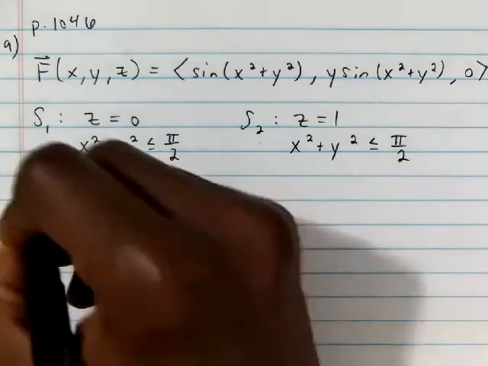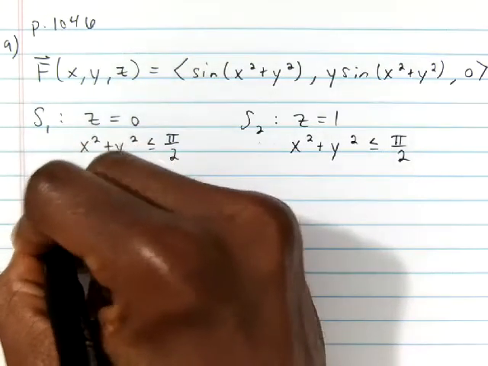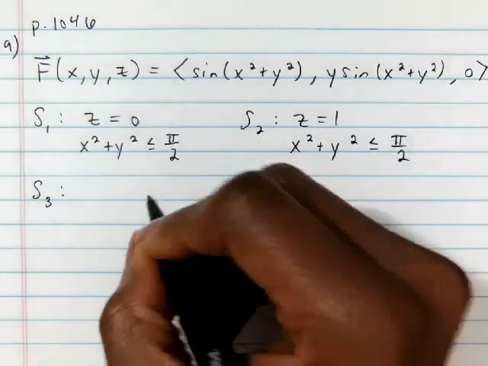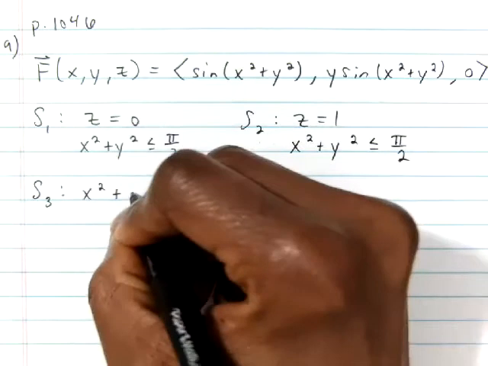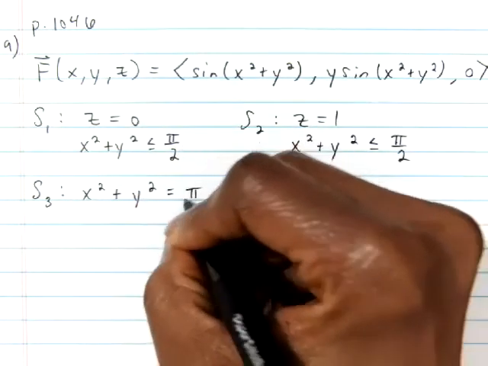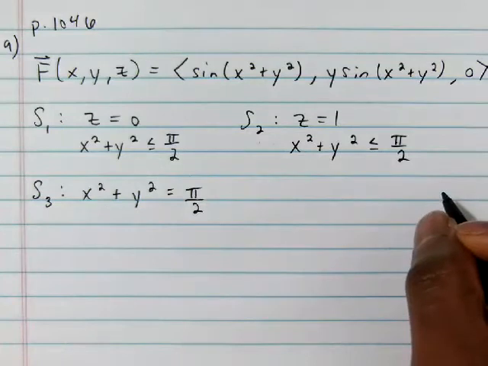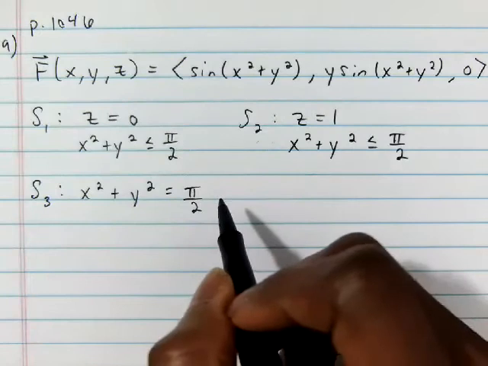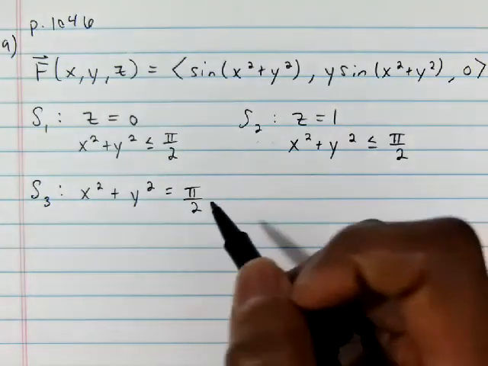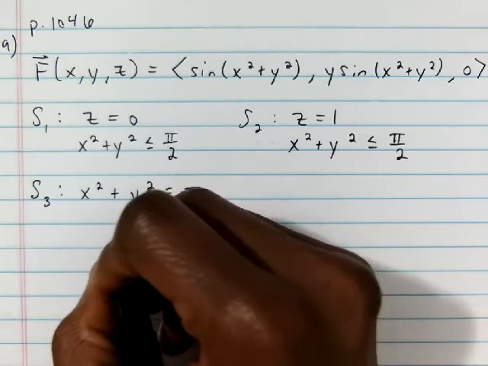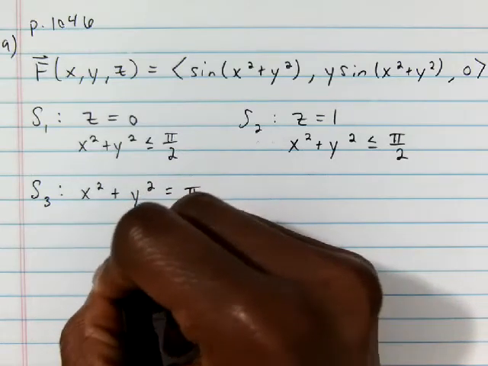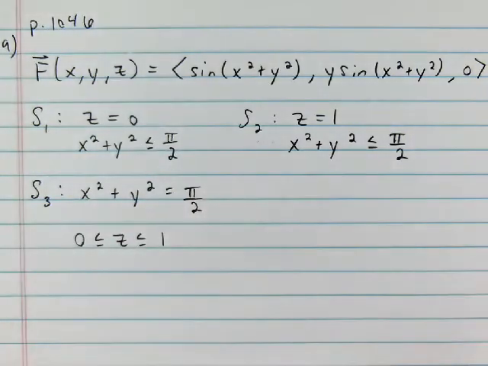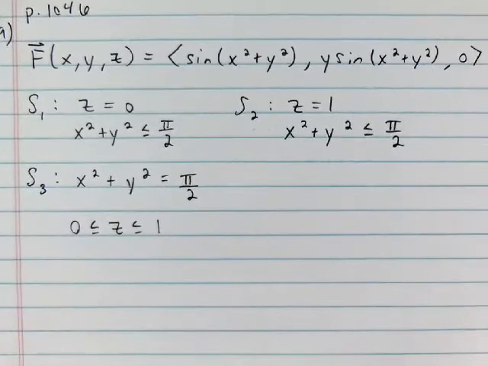And then lastly, the sides of the cylinder. So S3 or side of the cylinder, which was x squared plus y squared equals pi over 2, excuse me, not 2. And that is between z equals 0 and z equals 1. So these are our surfaces, but these are not our parameterizations for our surfaces, nor are they the bounds for the parameterizations. So this was with z between 0 and 1.